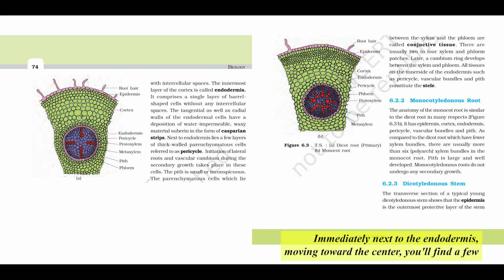Immediately next to the endodermis, moving towards the center, you'll find a few layers of thick-walled parenchymatous cells. This layer is known as the pericycle. The significance of the pericycle is immense for plant development. This is the layer from which lateral roots initiate. Branch roots actually grow outwards from here. Furthermore, during secondary growth in dicot roots, when the root gets thicker, the vascular cambium, which drives this thickening, also initiates partly from cells within the pericycle.